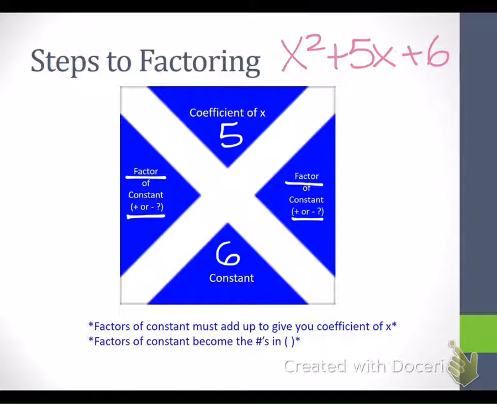So we have to find the factors of our constant, and those factors are going to be going on the side. All right, and of course, we're already going to have figured out if our signs are plus or minus, and we're going to already have plugged that into the x. Now, the factors of the constant, look at those little notes at the bottom of this. The factors of the constant, so the numbers multiplied to get the constant, must add up to give you the coefficient. So the numbers that we choose have to multiply and give us 6, but they have to add up and give us 5. All right? And the factors of the constants becomes the number in the parentheses. So if we go back to our two binomials, those two factors that we find are going to be the number part of our binomials.